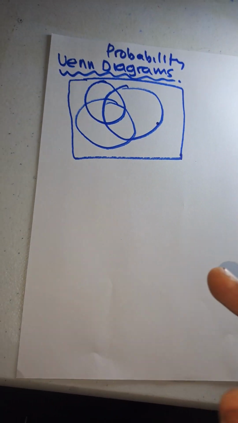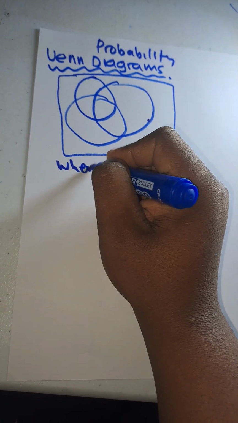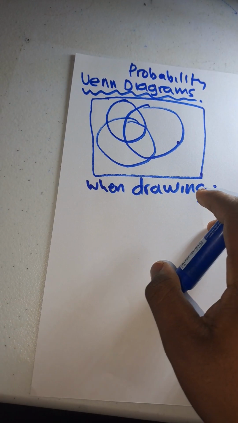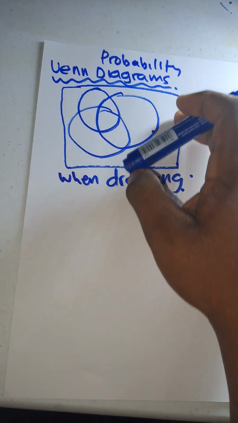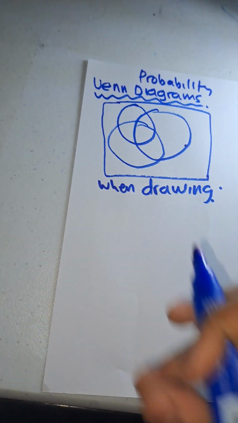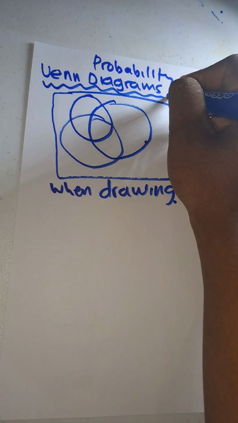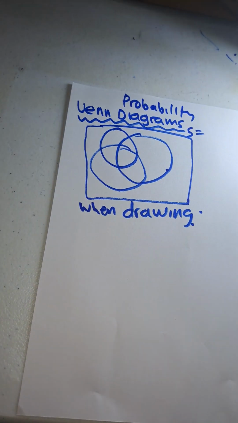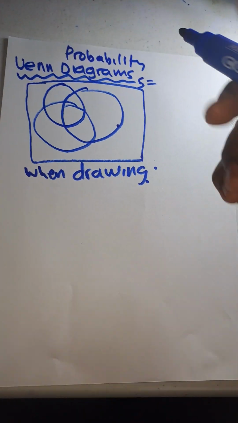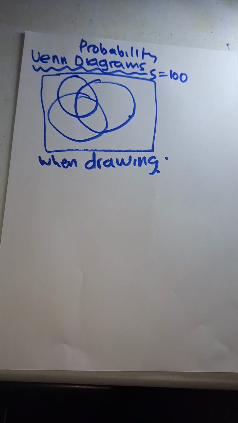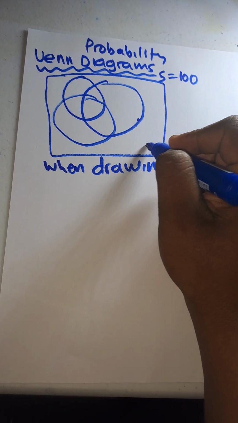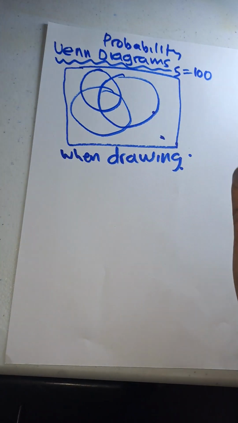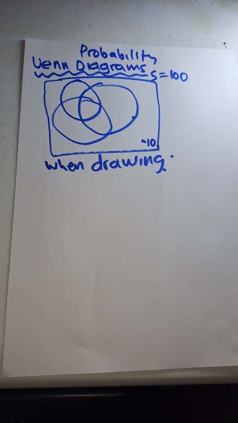But I want you to know that when you are drawing, we generally use a rectangle. So you're going to start by drawing your rectangle like this to represent the sample space. The sample space is like, let's say you're talking about 100 learners who are doing maths, physics, and life science, whatever. So you say 100. These are the people that I'm going to use, right? And then here, it will be the number of people who didn't participate in that certain activity. So let's say 10 learners didn't.